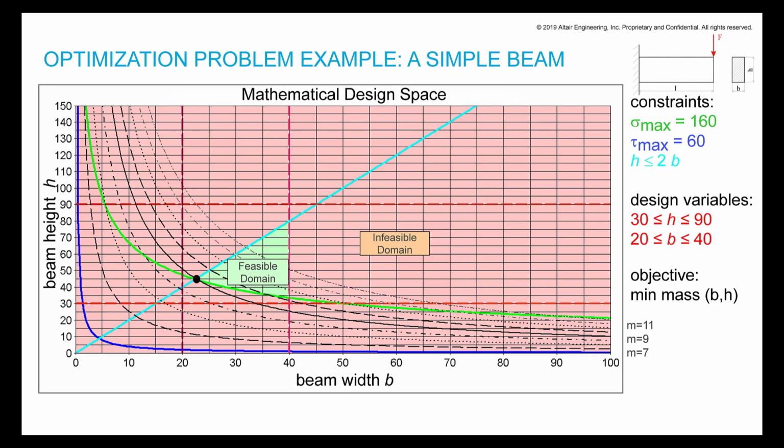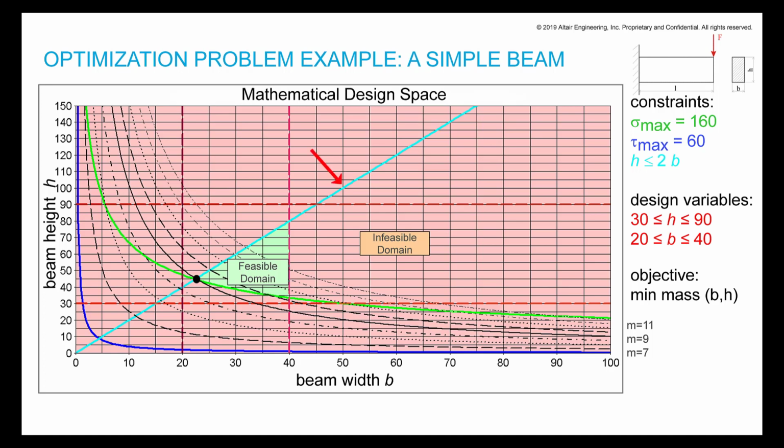This chart shows the mathematical design space. Each one of these lines represents a single value of mass, which is a function of width and height. The process to eliminate combinations that exceed the constraint begins. The green line is the stress constraint, and anything below this line exceeds the limit. The blue line is the shear stress constraint. It can be disregarded as this part of the design space was already eliminated by the regular stress constraint.